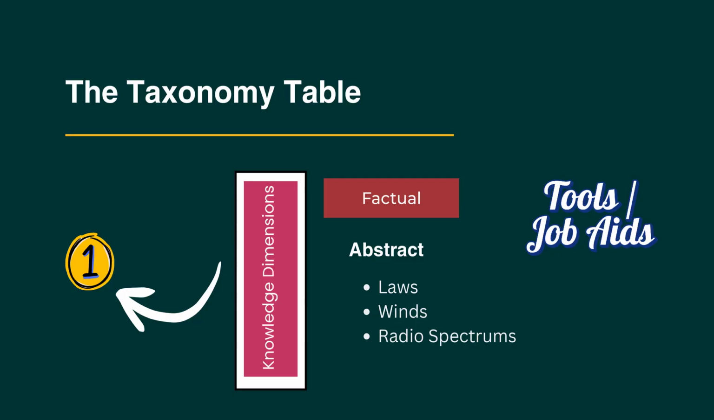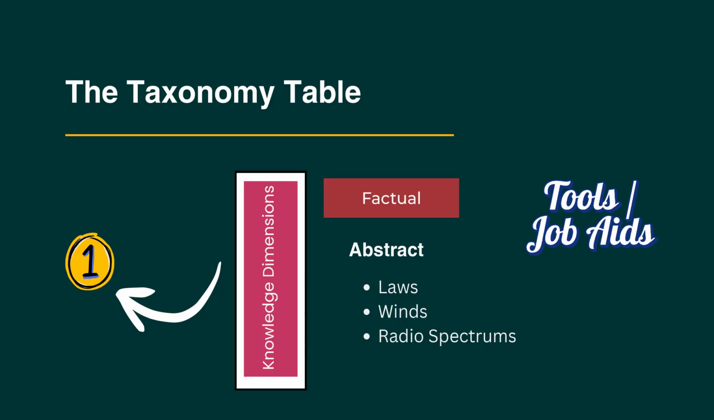Not all factual knowledge is concrete. Some exist in an abstract form, and these are often more challenging to explain. For example, laws: learners must know the specific rules, codes, or regulations even though they cannot be physically touched. Winds: we cannot see the wind directly, but we can identify it through its terminology, classifications, and effects. Radio spectrums: invisible to the eye, yet learners must know the definitions, ranges, and specific elements before applying them.